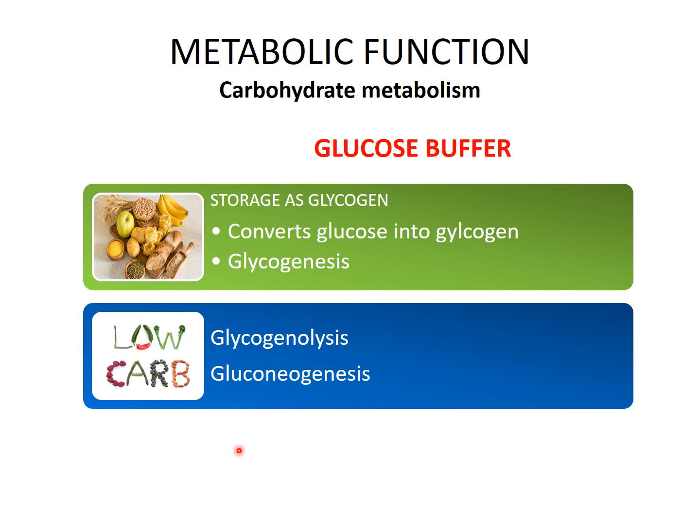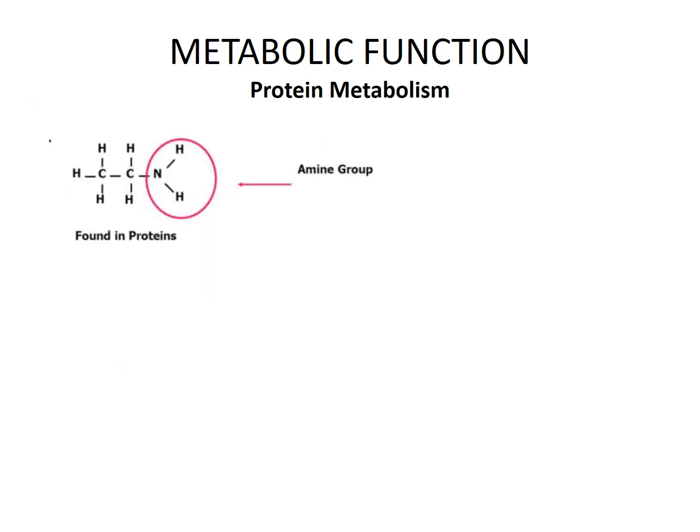Besides this, the liver is also a main site for alcohol metabolism because it contains an enzyme, alcohol dehydrogenase. The interconversion of three monosaccharides, that is glucose, galactose and fructose, also occurs in the liver.